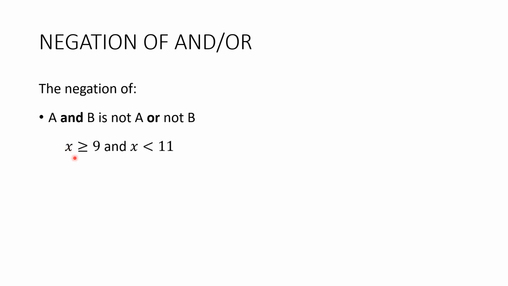Here's an example. Suppose we've got x is greater than or equal to 9 and x is less than 11. So let's just draw that quickly. So we've got greater than or equal to 9 and less than 11. So it's pointing in this way. The opposite, or the negation of that, must be what? Pointing out. Can you see how it's becoming an or statement? So the opposite is going to be x is less than 9 or x is greater than or equal to 11.